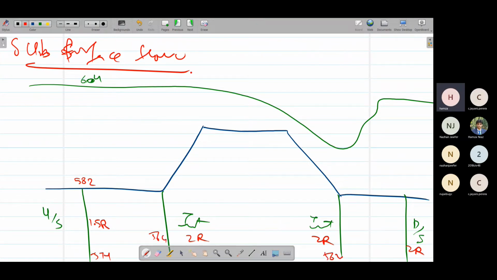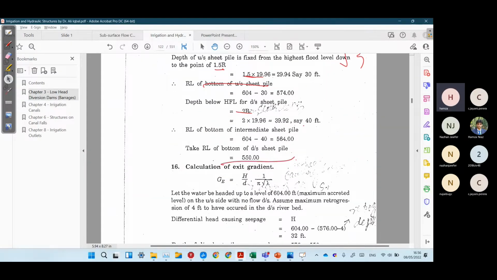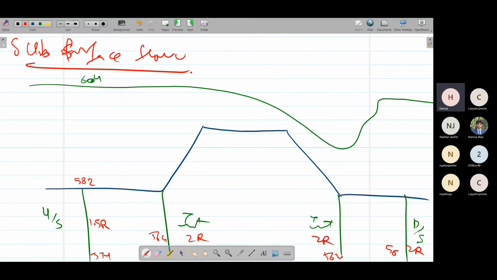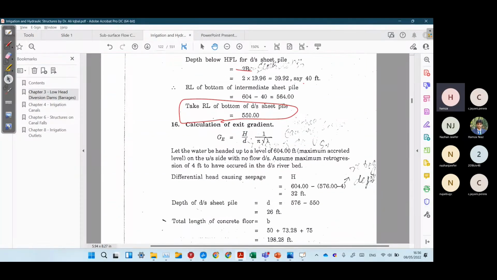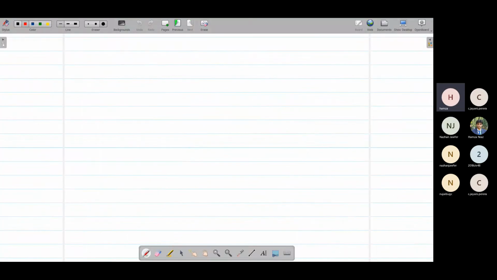And for downstream we have to assume some value. We'll check in the next step. We assume 550. Remember, for downstream we have to assume. This is how we can get the reduced level of the sheet piles. After this reduced level, we have to calculate the exit gradient.